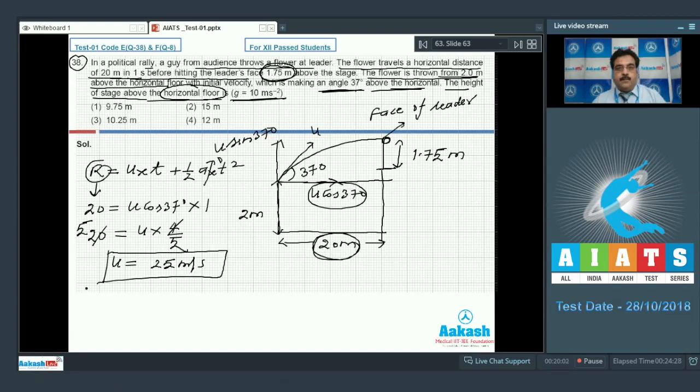Now I have the value of velocity, the projection value. The velocity with which it was thrown I have, but I need, suppose this is the height h from the ground. I need the height of the stage above the horizontal floor. So if I use another equation, we will solve this equation in the next page.